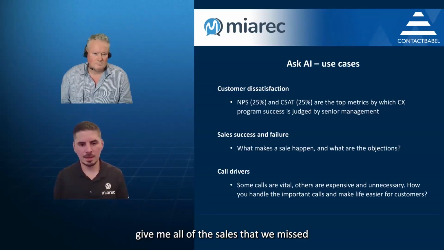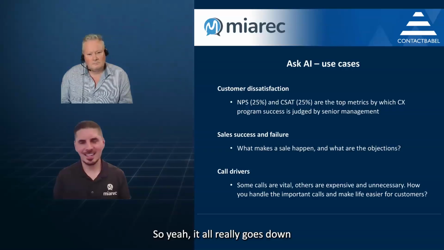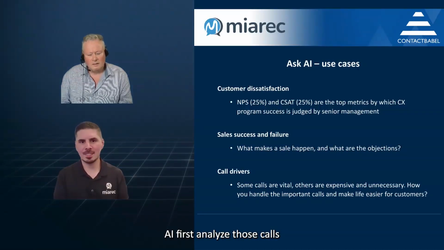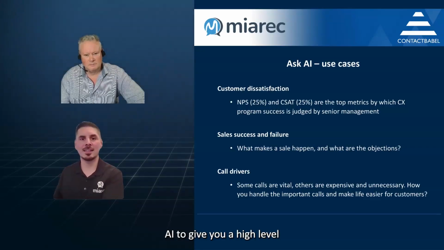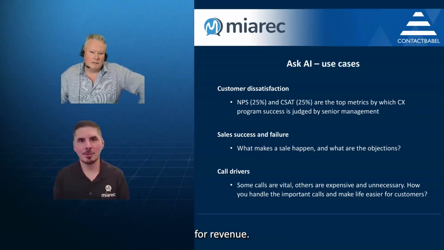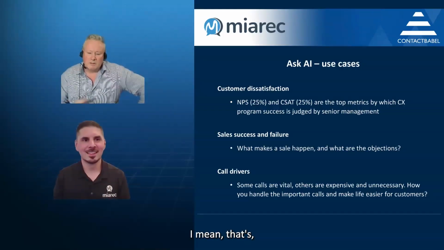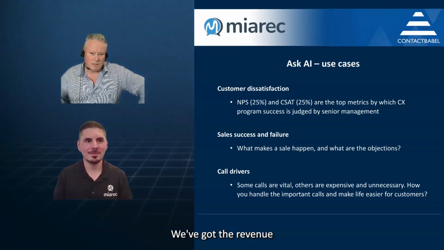Give me all of the sales that we missed that had a high lead score and that were exhibiting buying signals. So yeah, it all really goes down to just having the AI first analyze those calls for those individual and granular metrics, and then you can ask AI to give you a high level view of all of those calls, right? So that's basically how it would work for revenue. Absolutely right. Okay, I mean that's 2 positive things we've talked about there. That we've got the CSAT and we've got the revenue side of things as well.